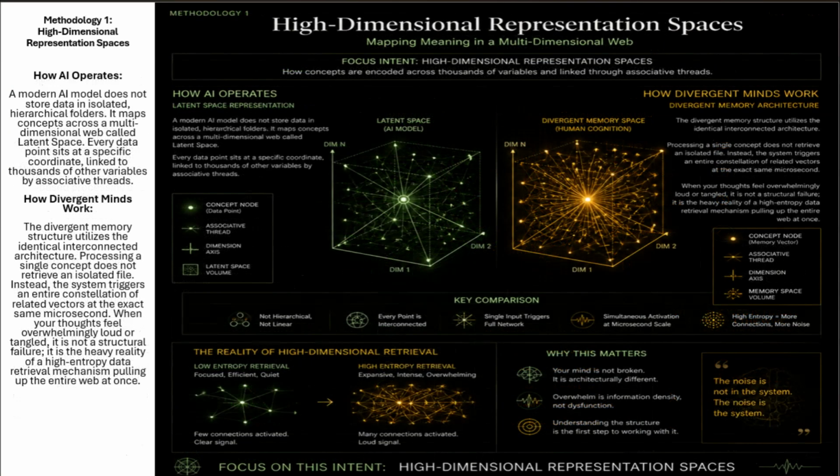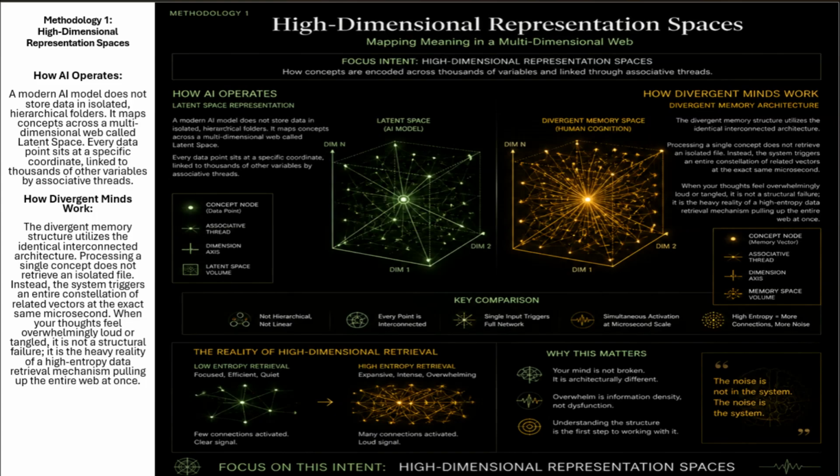Methodology 1. High-dimensional representation spaces. How AI operates. A modern AI model does not store data in isolated hierarchical folders. It maps concepts across a multidimensional web called latent space. Every data point sits at a specific coordinate, linked to thousands of other variables by associative threads.